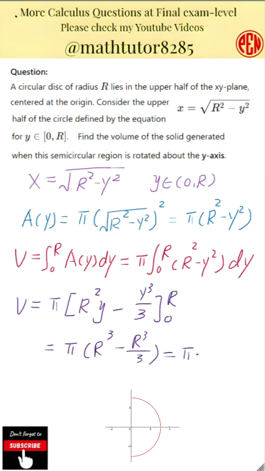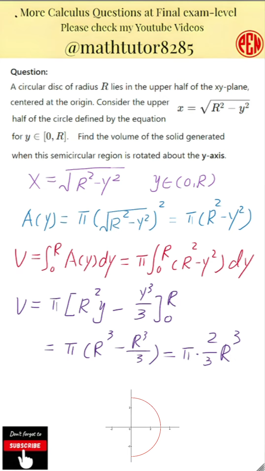Next step is to compute the integral. We now compute the result of that integral. The integral of capital R squared with respect to y is capital R squared times y. The integral of y squared with respect to y is 1/3 y cubed. So evaluating the expression at capital R gives capital R cubed minus 1/3 of capital R cubed. That simplifies to 2/3 of capital R cubed. Multiply that by pi, and you get pi times 2/3 capital R cubed.